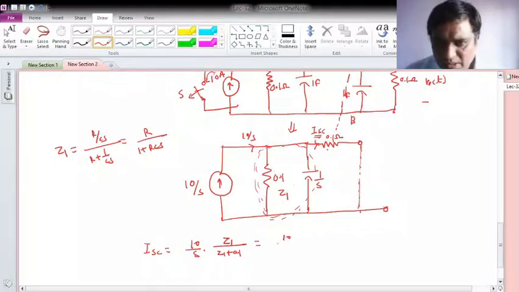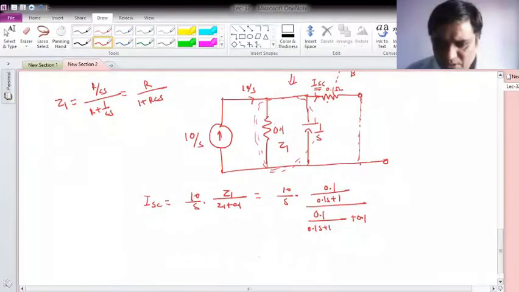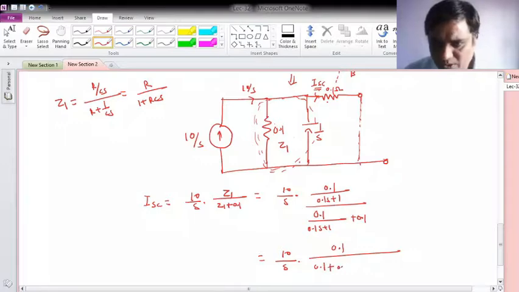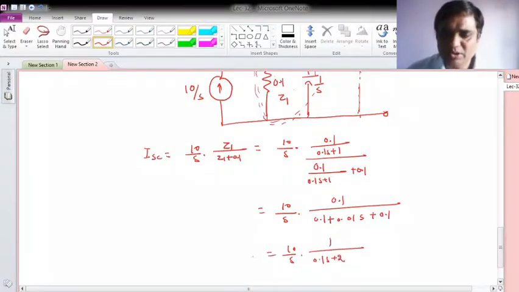So let me write Z1 upon Z1 plus 0.1, which is 10 by S into 0.1 over 0.1 S plus 1, divided by again Z1, which is 0.1 over 0.1 S plus 1 plus 0.1, and this is 10. If you solve it, this is 10 by S, 0.1 over 0.1 plus 0.01 S plus 0.1, and again you solve. So this I can write as 10 by S, 1 over 0.1 S plus 2. So this is my short circuit current or Norton's current.